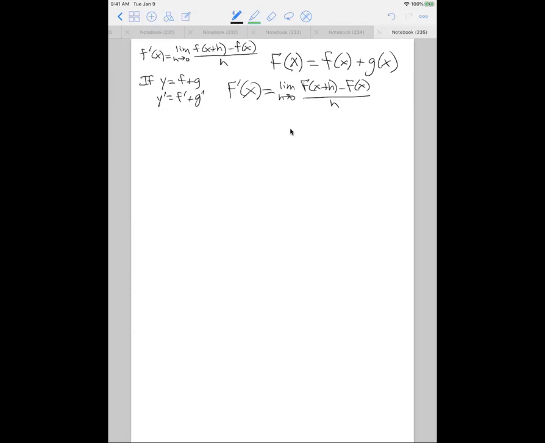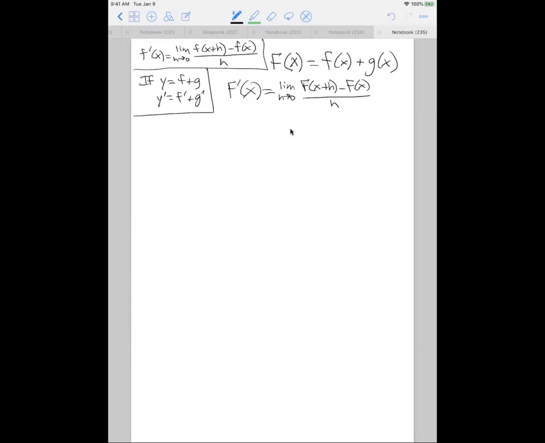So if you look here, I've got up on the screen that the limit definition of the derivative is given: the limit as h goes to 0 of f of x plus h minus f of x over h. And I've got here the shortcut. What the shortcut is saying is that if y equals f plus g, two functions, then y prime is equal to f prime plus g prime. Let's just verify that that's true. And it may be obvious in some respects, but let's do the mathematics and verify that it is.